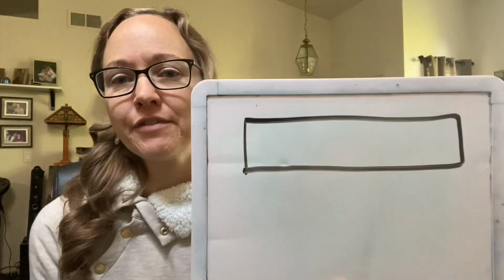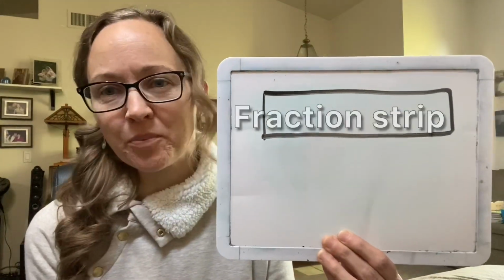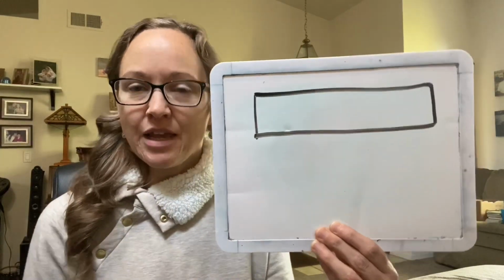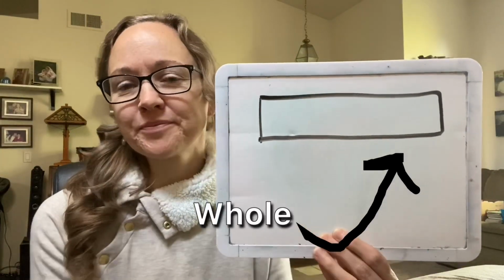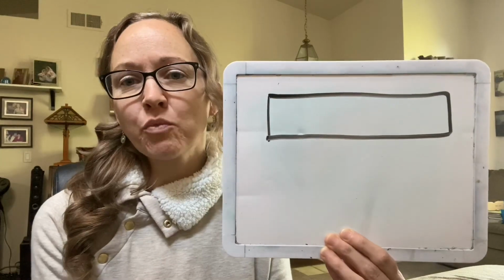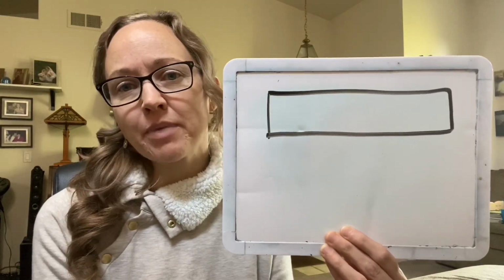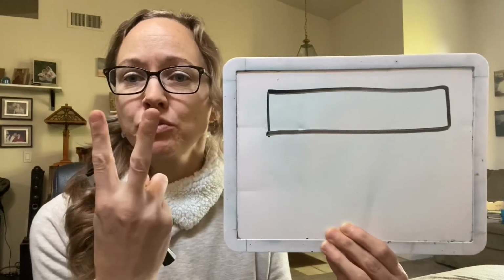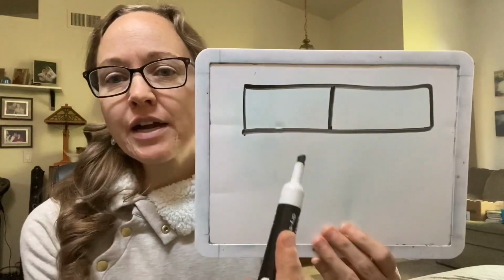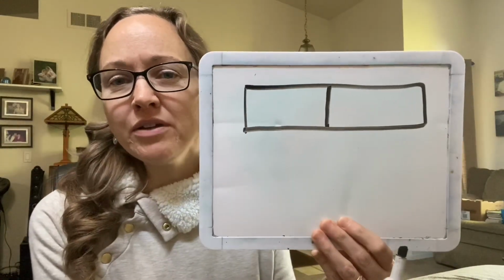So let's get started. I have here a fraction strip. I drew it on a whiteboard. You can do it on paper and pencil, easy enough. This is a whole. A whole is something that has all of its parts. So what if we wanted to divide this whole into equal parts? Let's start by dividing it into two equal parts. To divide a whole into two equal parts, you just draw one line down the middle.